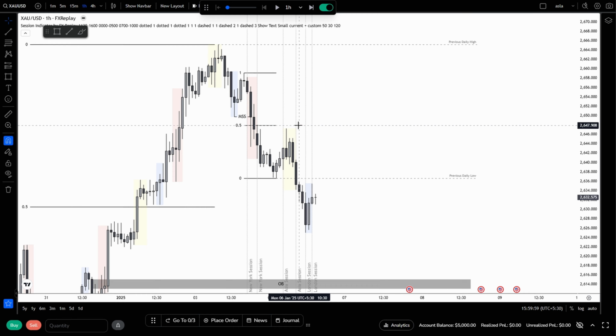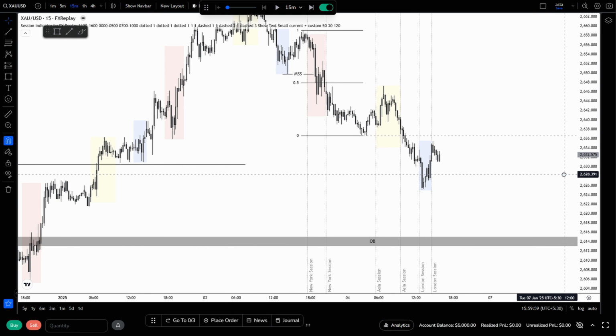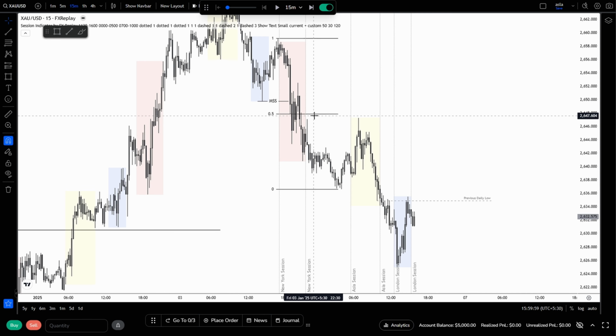Next, we drop down to the 15-minute time frame. On this time frame, we observe that the Asian session high is positioned very close to the equilibrium of the range.